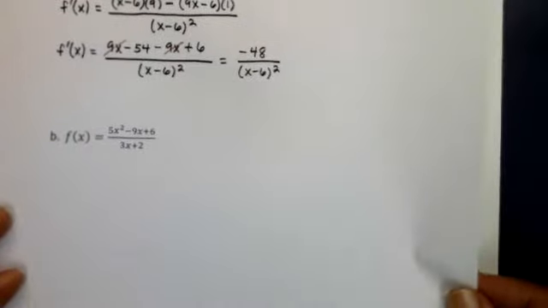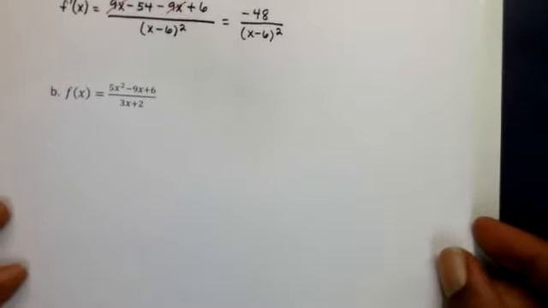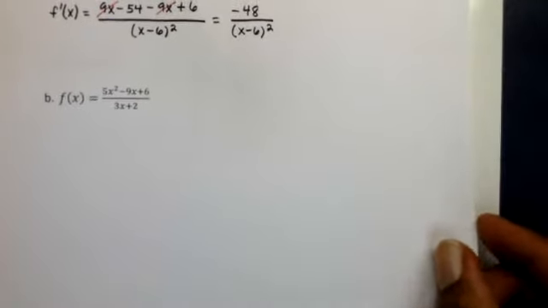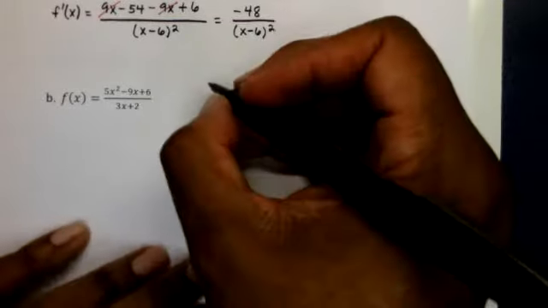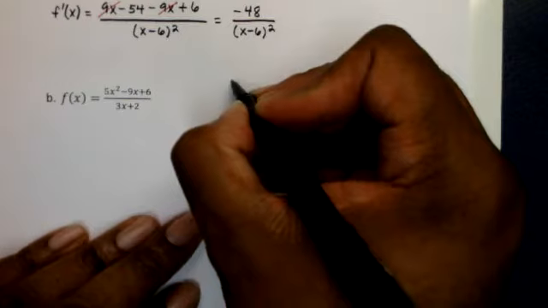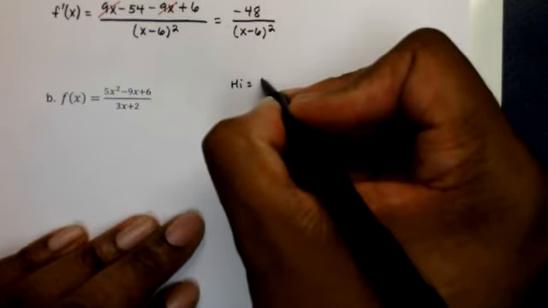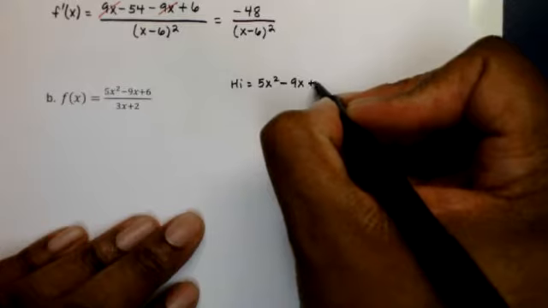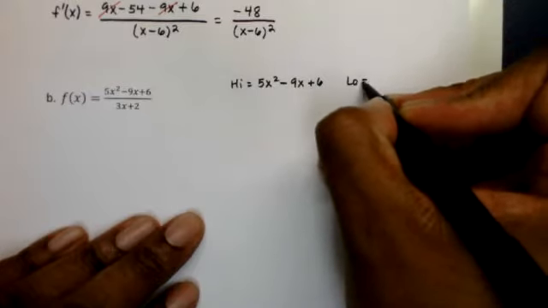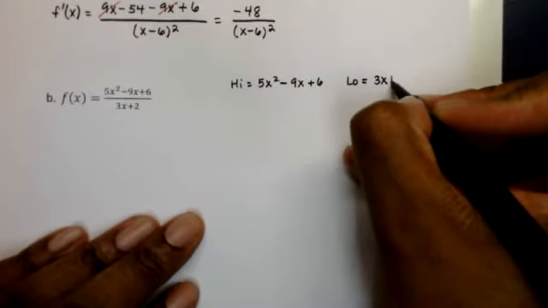All right, next is part B. So we have f of x is equal to 5x squared minus 9x plus 6 divided by 3x plus 2. And I want to find the derivative of that using the quotient rule. In this case here, the numerator is the high. That's the 5x squared minus 9x plus 6. The low is my denominator, 3x plus 2.